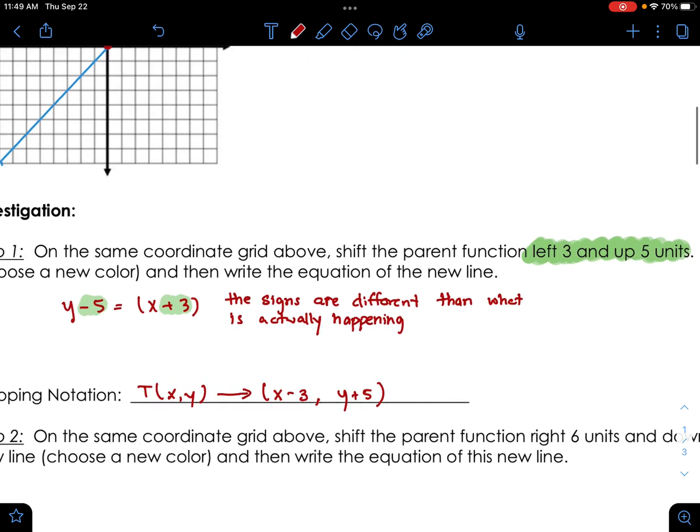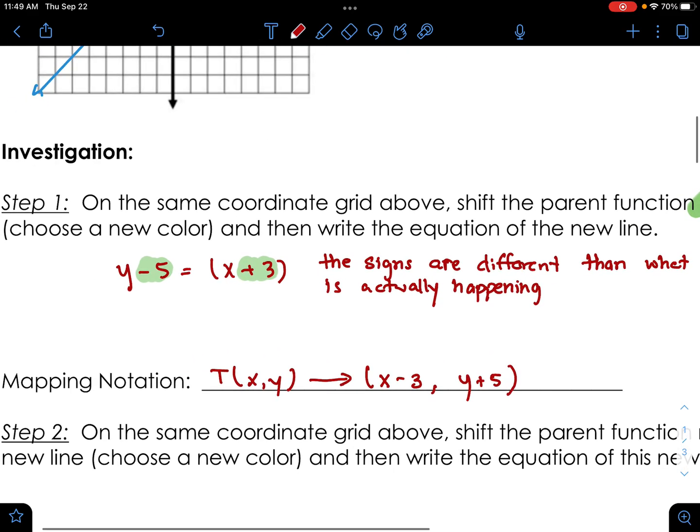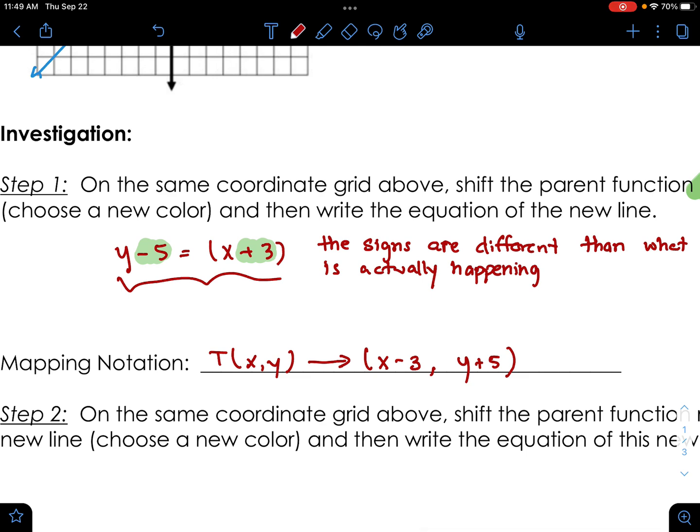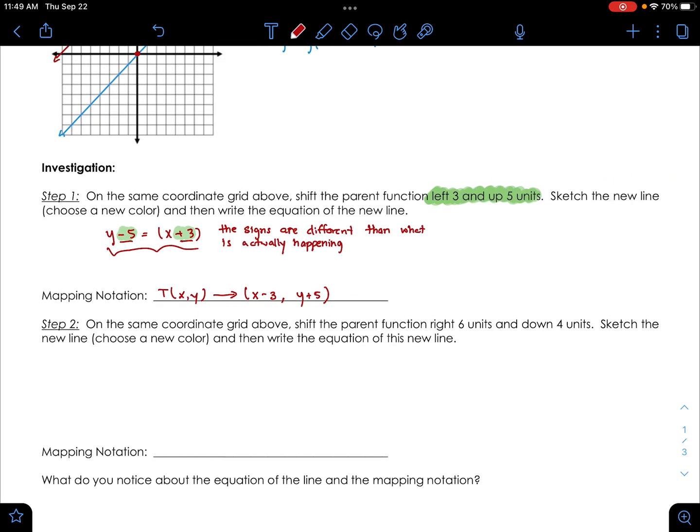And so what we often will say here, when you're looking at an equation written like this, is that the equation lies to you 2 times. Okay, it says minus 5, that means you're going up 5. It says plus 3, that means you're going to the left 3.